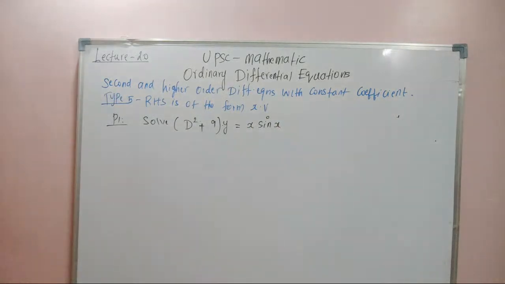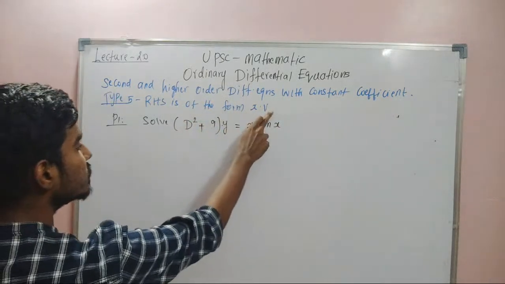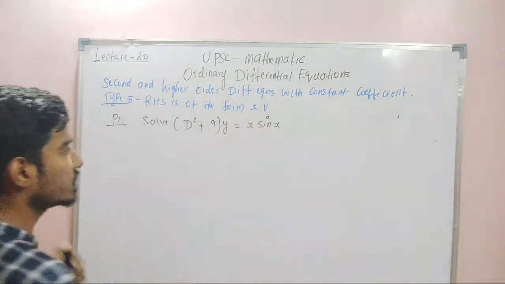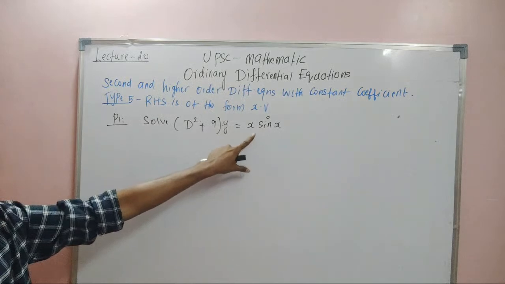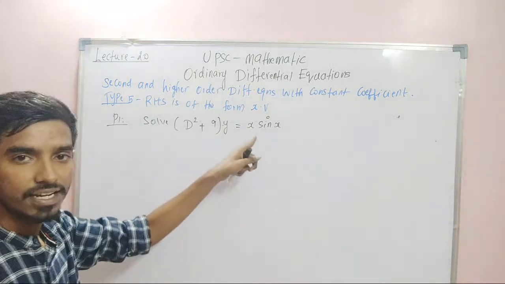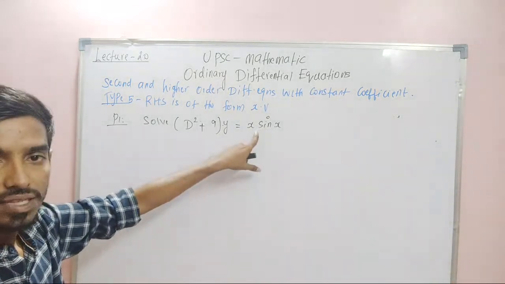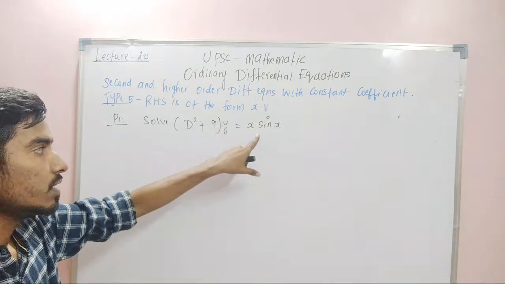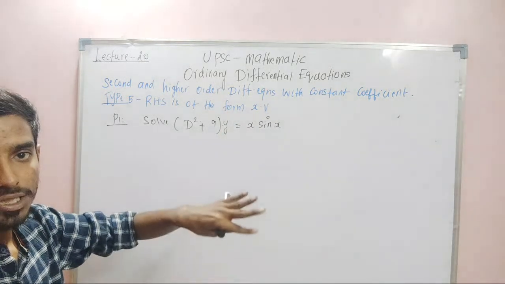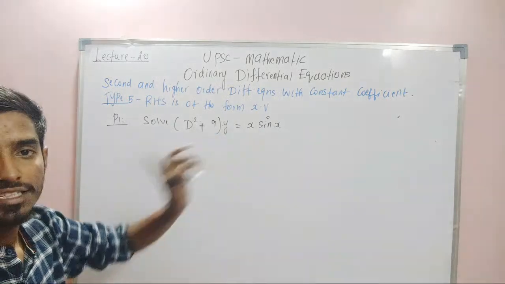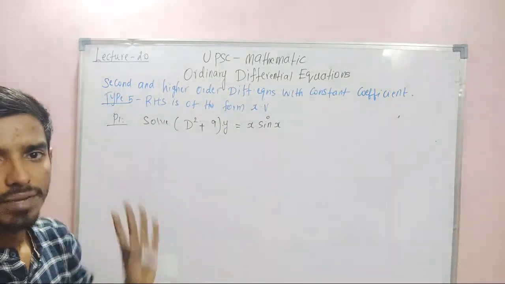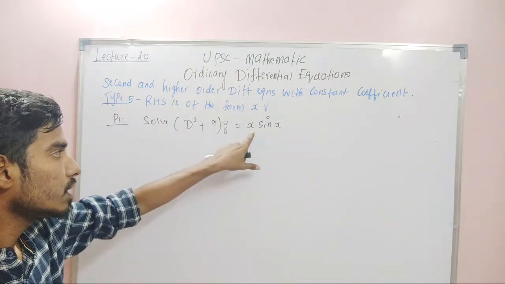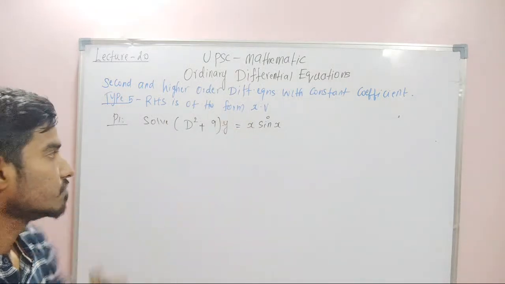Why? Because type 5 RHS is of the form x into v. Here v is sin x, right? So type 1 will be e power ax, type 2 will be sin ax or cos ax, type 3 will be x power m, type 4 will be e power ax into x, and type 5 is x into sin x, or it can be x square into sin x, it can be anything, right? So it will be a multiple of x, right?